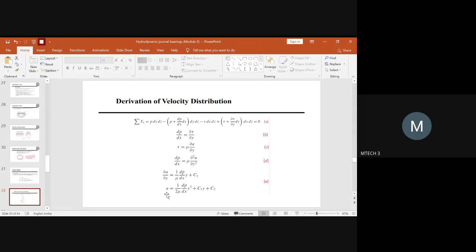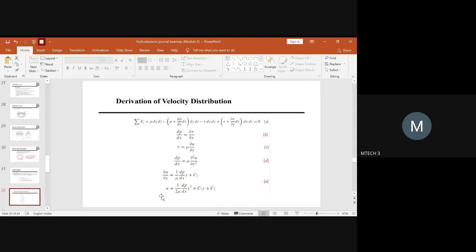So to find out the value of u, you have to again integrate. When you integrate, you will again integrate this entire equation. So it will be dp by dx, and when you integrate y, it will be y square by 2. So this 2 will come here. You had a constant here again, so it is c1 into y, plus you will get one more integral constant. So this is how the equation now reduces to find an equation for velocity distribution.